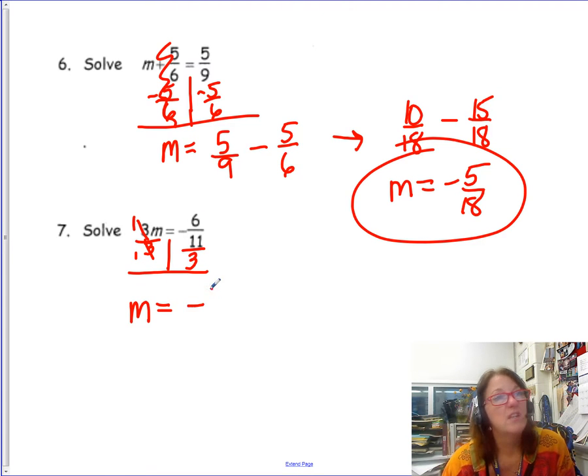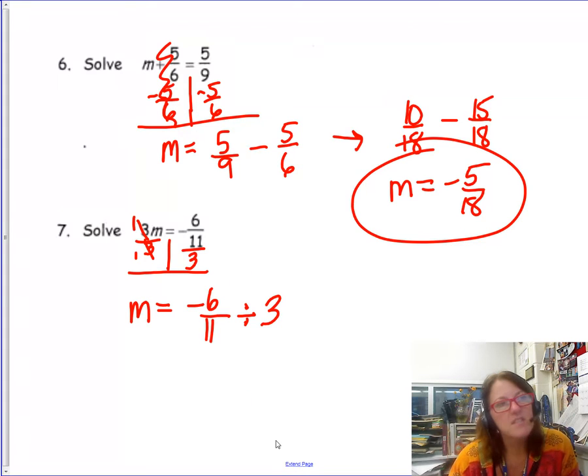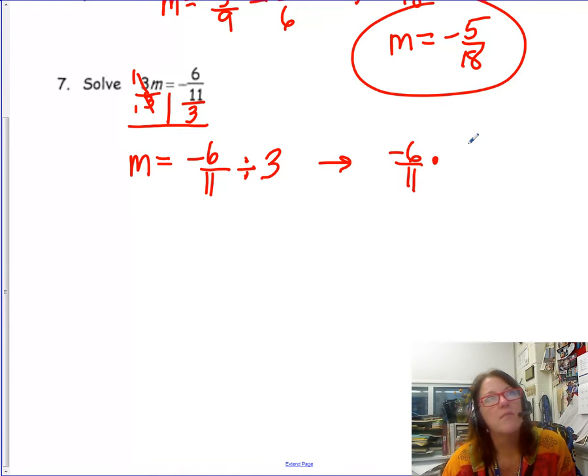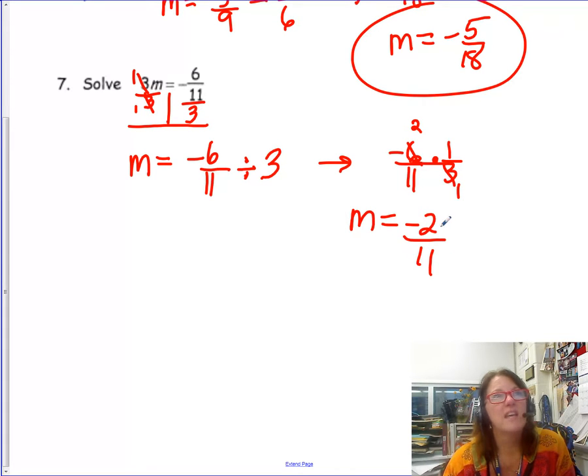But this side looks absolutely hideous because I created this gross compound fraction. This is what I'm asking you to do. Negative 6/11 divided by 3. If we were doing this by hand, instead of dividing by 3, that's the same as multiplying by its reciprocal, which is 1/3. And now, oh sweet, this is easy. I end up with m being equal to negative 2/11.